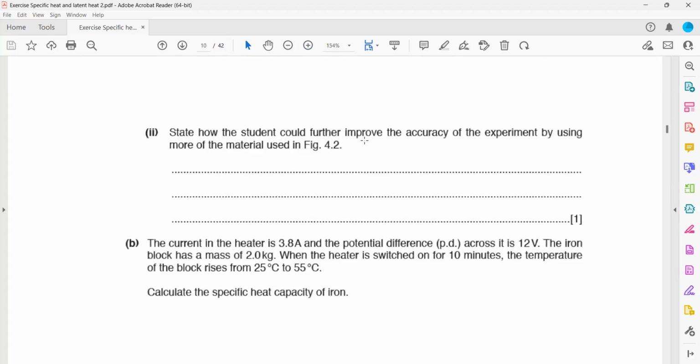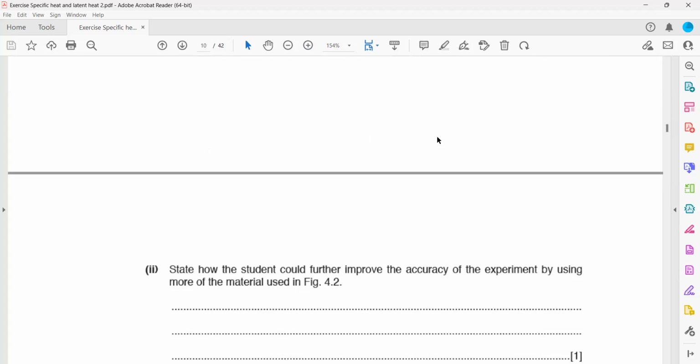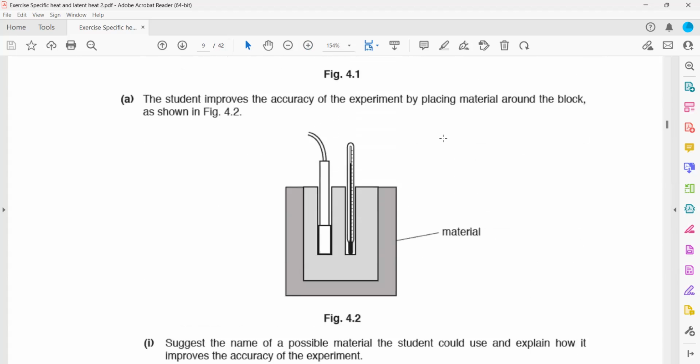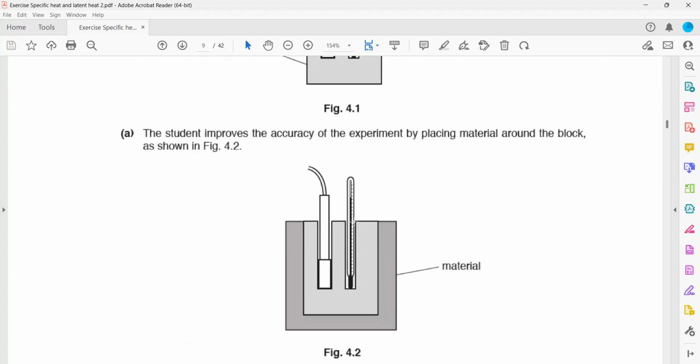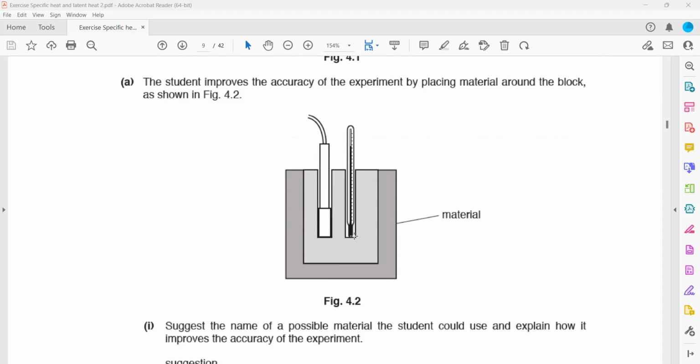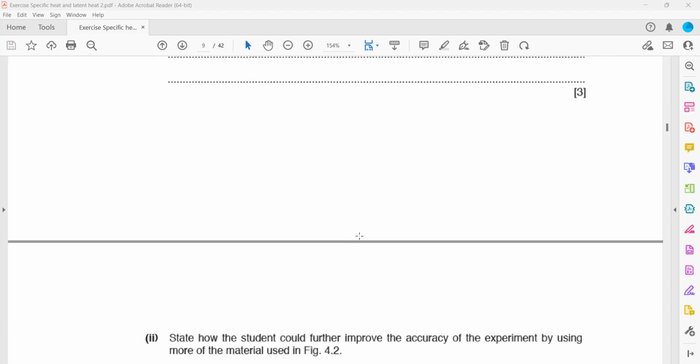The next part: state how the student could further improve the accuracy of the experiment by using more of the material. In the figure, can you identify which point is missing the material? He did not put the insulating material at the top, so he should cover the top of the block also with the insulating material. It should be all around, because it can lose energy from the sides, from the base, and also from the top.